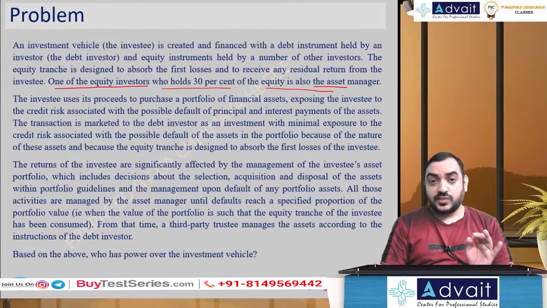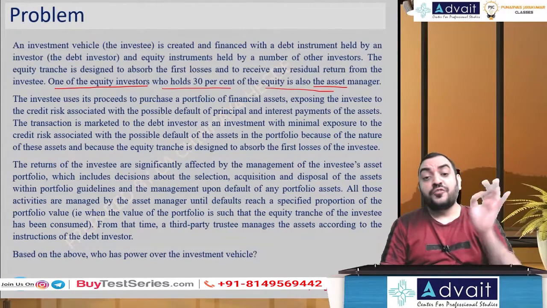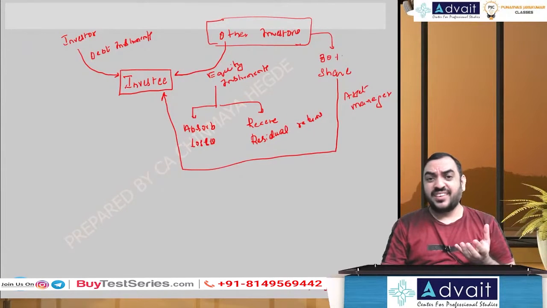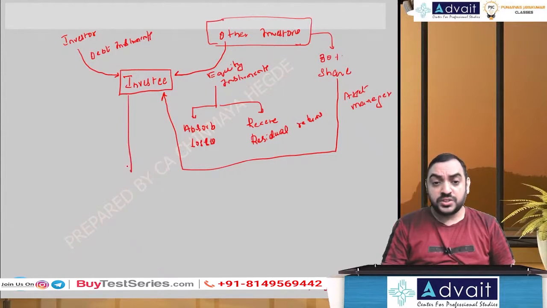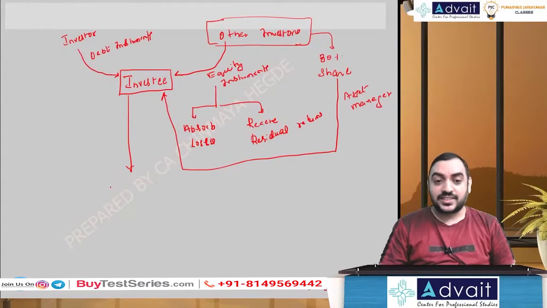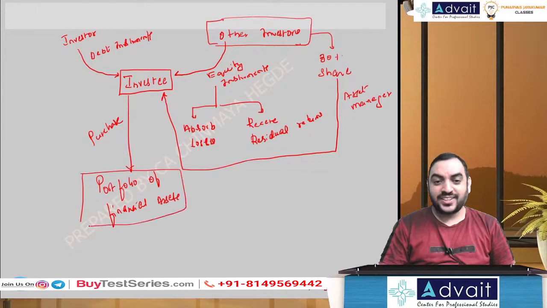Investee uses the proceeds to purchase a portfolio of financial assets. So what do they use the money for? They receive the money from the debt instrument and from the equity instrument. The money is with the investee now, and they will use it for purchase of a portfolio. What portfolio? A portfolio of financial assets. Portfolio means across various categories. They purchase a portfolio of financial assets.